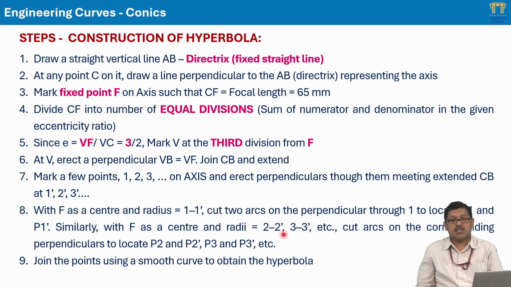So wherever these arcs cut those lines, they will give us points P1, P2, P3 and so on, which are nothing but the points on the conic curve. We need to join all these points using a smooth curve to obtain the required conic, and in this case it is a hyperbola. So these are basically the steps that are involved in the construction of a hyperbola.